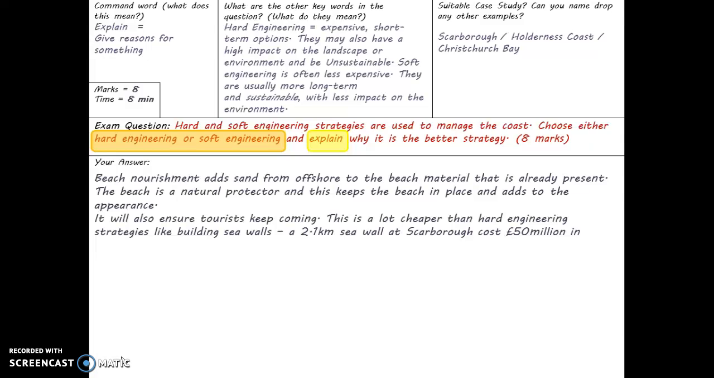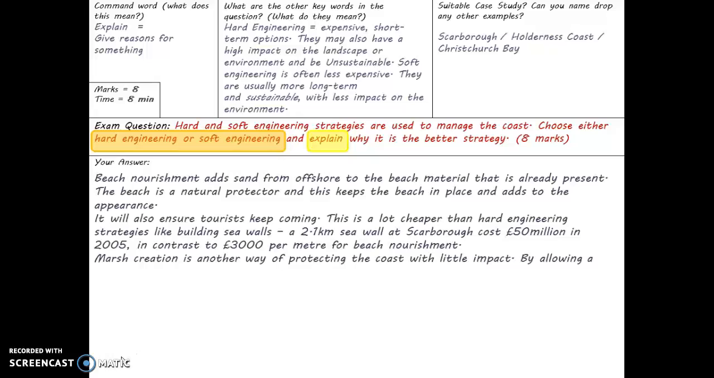We're now bringing in an example to back up our point with some evidence. So a 2.1 kilometre seawall at Scarborough cost £50 million in 2005, in contrast to only £3,000 per metre for beach nourishment. So we've talked about the fact it's cheaper, and we've now provided evidence.